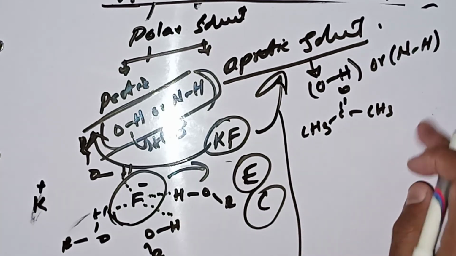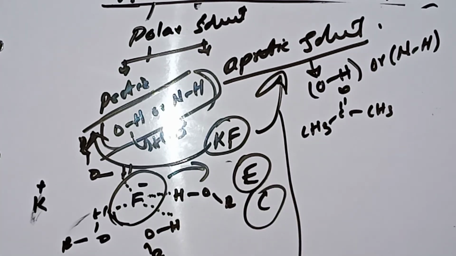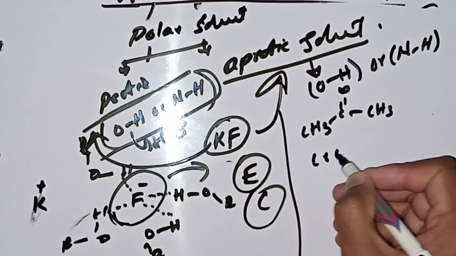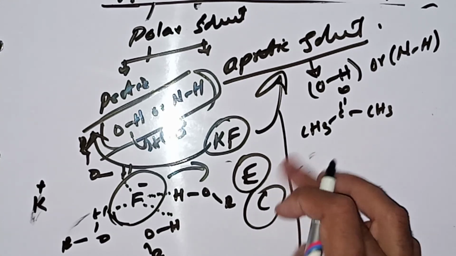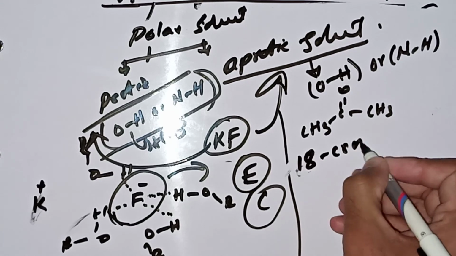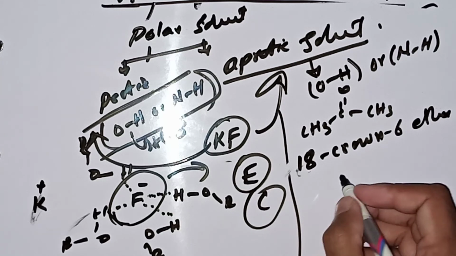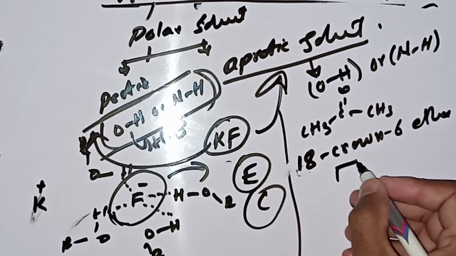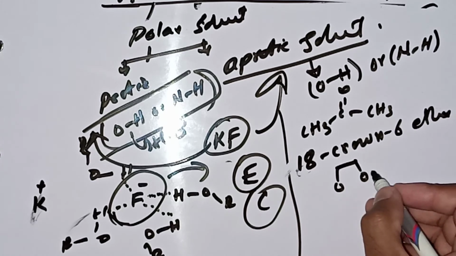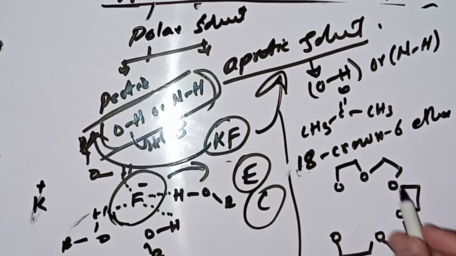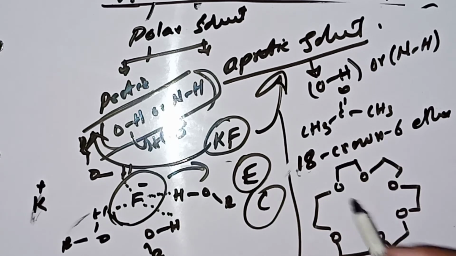So when you use KF with an aprotic solvent, which is called 18-crown-6 ether, yes, this is the compound. The structure of this compound is like this. This is the structure of 18-crown-6 ether.